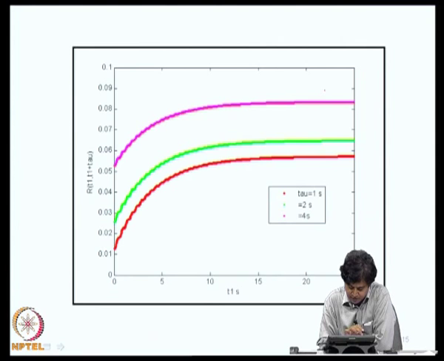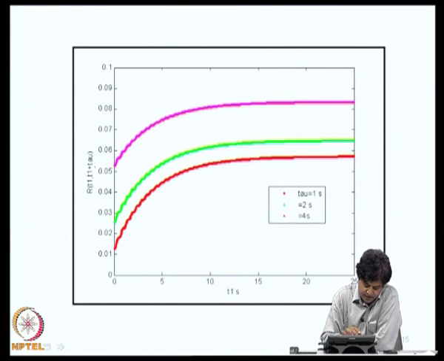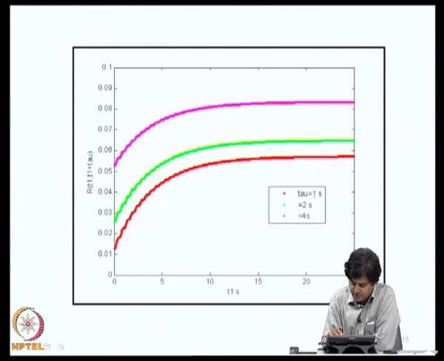Here I have shown plot of autocovariance function T1 comma T1 plus tau as a function of T1 and for different values of time lags. So, here again what happens, for small values of T1 the function is varying with respect to time, but for large values of T1 this function also becomes constant. So, that means for large values of T1 the autocovariance function simply becomes a function of tau. This is tau equal to 1 second, this is 2 second, this is 4 second. So, it reaches different values.